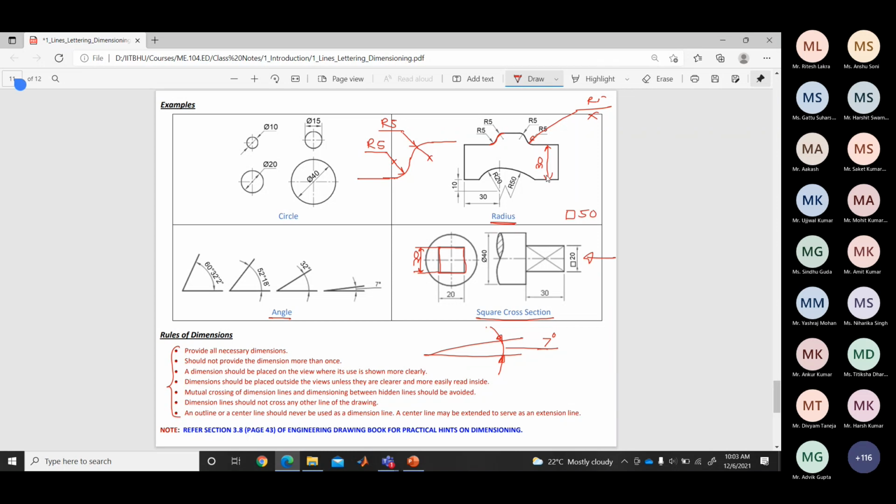As far as possible, you should avoid these things. You should not give the dimensions inside the drawing. So this is wrong. Better, extend and place the dimension here. So this is correct, this is wrong. These are the minor things you should follow in the drawing.